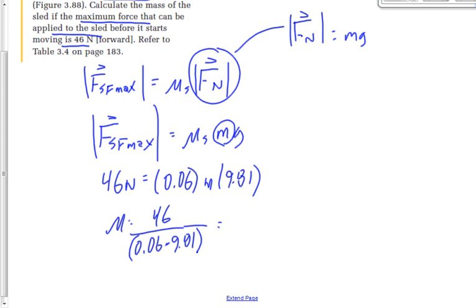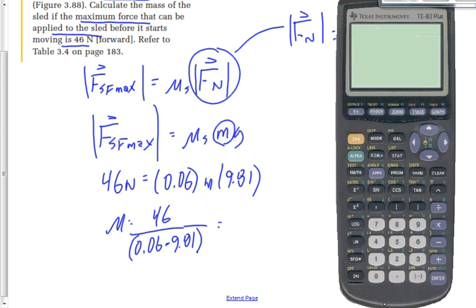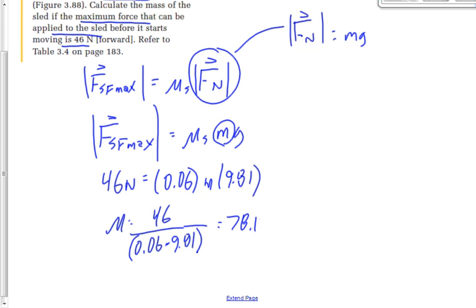And let's do this on our calculator up here just to make sure that you can all do it. Say 46 divided by bracket 0.06 times 9.81 and that bracket. 78.15. 78.15, something's wrong with that. No, that's right. We got 78.15, which technically should be rounded to how many digits?